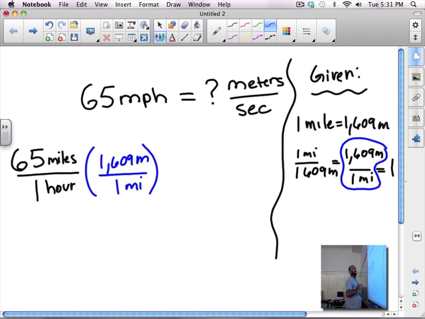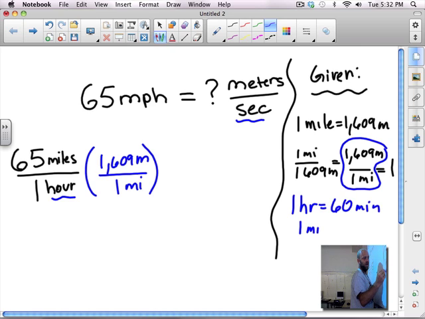The problem is, my denominator isn't in the correct units yet. My denominator is hours, and I want seconds. My numerator is meters. The symbol for meters is M. But how do I go from hours to seconds? Well, you'll need to know some other conversion factors. For example, 1 hour is 60 minutes. You should know that. And a minute is 60 seconds.